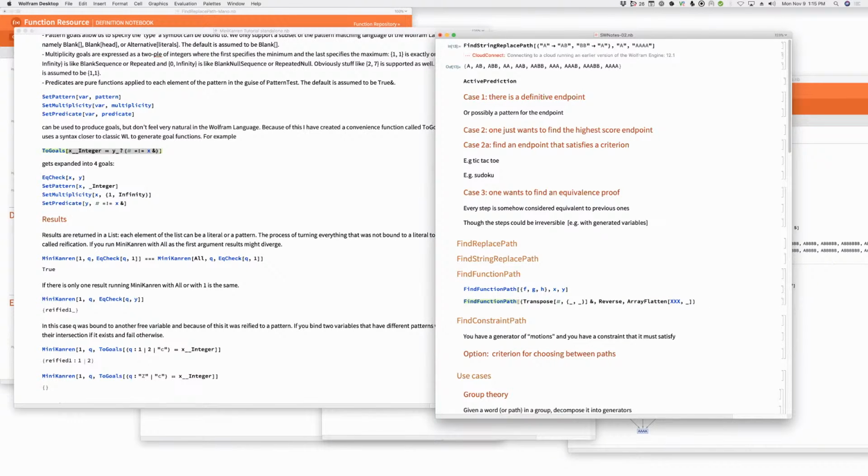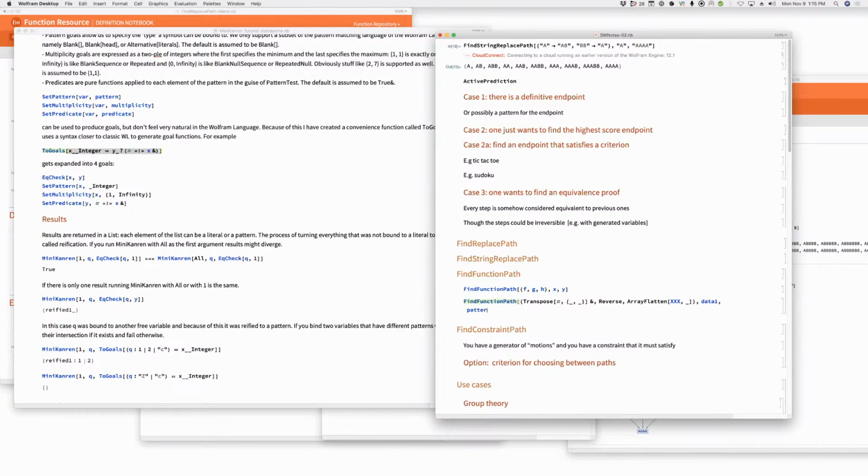Okay, so now the question is, you're given some data 1, and you're given a pattern, or a criterion, for data 2. And the result you might want to get here is a path that says transpose on axis 2, drop, and so on. You get what I'm saying? To get from data 1 to something that satisfies the criterion or matches that pattern.